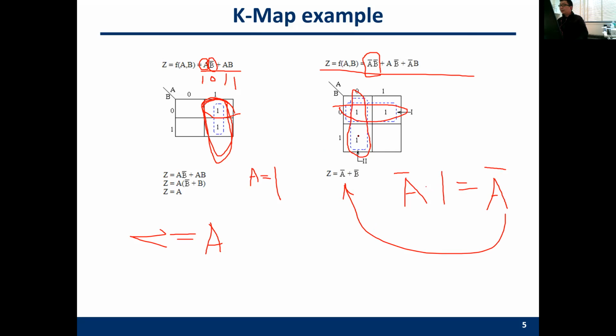And I will calculate the value of the horizontal one. For this horizontal one, A can be 0 and A can be 1. Because this circle covers this one and this one, A can be 0, A can be 1, so we can ignore A. And B can only be 0. So I write B bar here, and then you have this one. So in this case, I finish the simplification by the K-map.